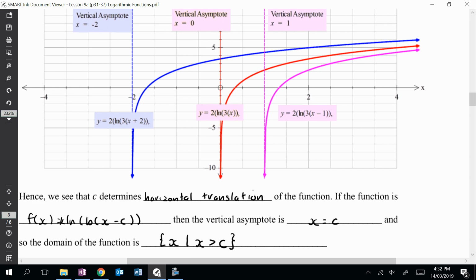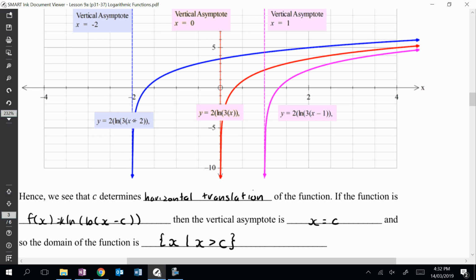And so the domain of the function is all the values of x greater than c. So we can see for this purple one, it just exists for the values of x greater than 1. Here it's just x greater than 0, here it's x greater than minus 2. So we said that x - c, then the vertical asymptote is at x equals c.